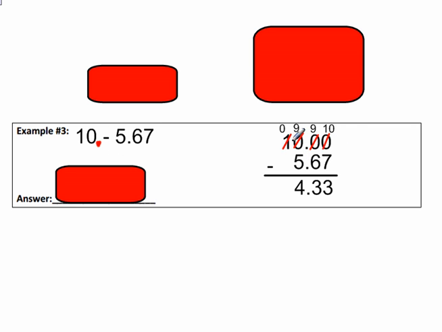You can see I had a whole lot of borrowing here. The first 0 changed to a 10, the second 0 to a 9, the third 0 to a 9, and the 1 changed to a 0. When I subtracted, 10 minus 7 is 3, 9 minus 6 is 3, decimal point, decimal point, decimal point. 9 minus 5 is 4. So your final answer is 4 and 33 hundredths.